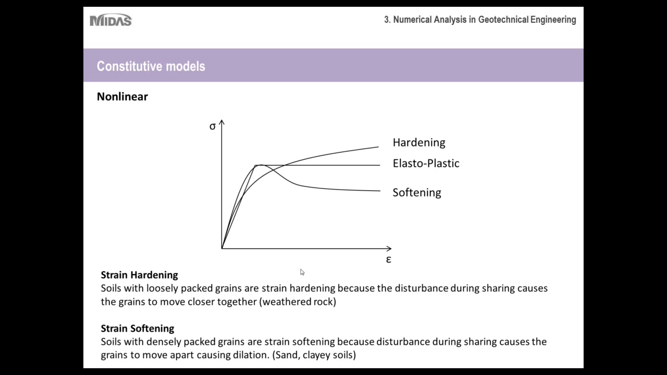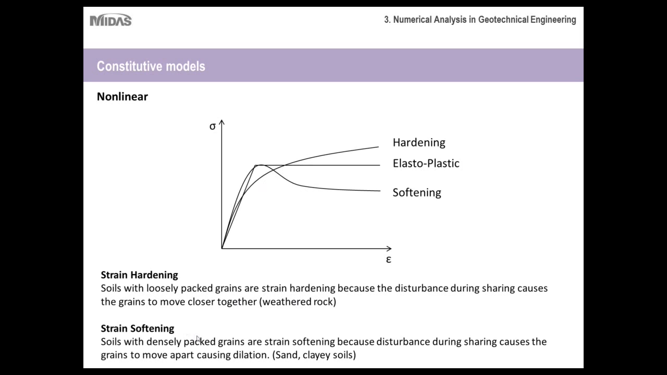In other words, the reason the soil increases in strength so much at the beginning is because all the grains are compacting. But later on, as more and more strain or more and more load is applied, there's less compaction to be done, and that's why the hardening tapers off. And this typically applies to weathered rock type soils.